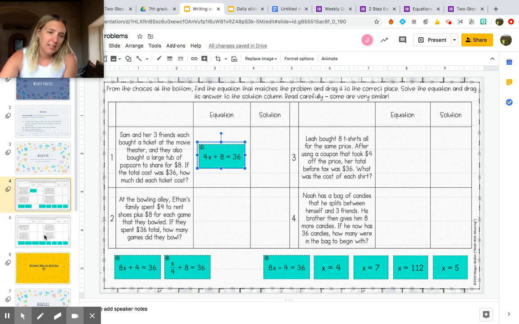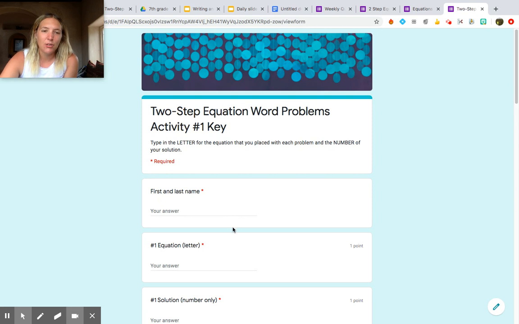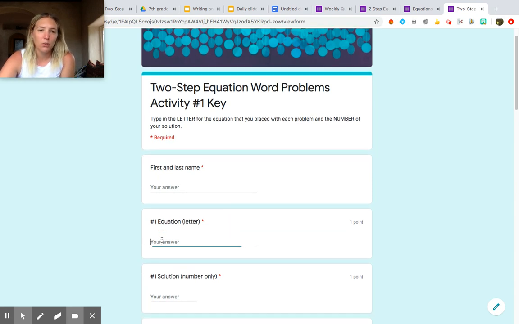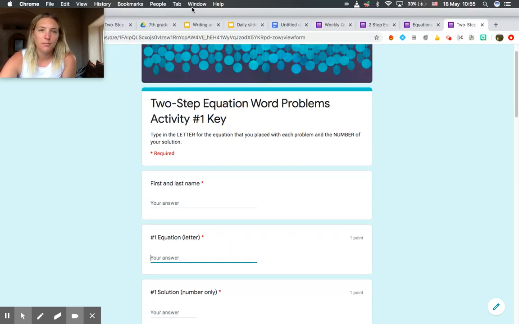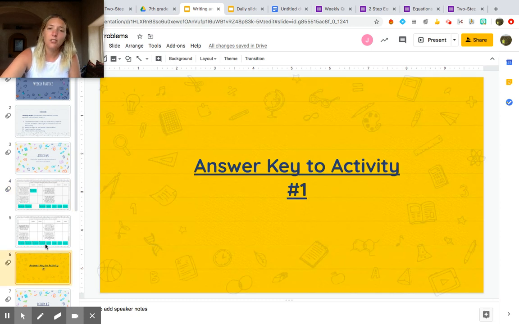When you finish this activity, it will be important that you go to this answer key, which looks like this, and you can actually put in what you got for equation 1. So equation 1, what was the letter on that? The letter was C. Okay, so you type C into that spot, and then you go to the solution and type in the number for the solution. So you'd actually have to solve the equation. There are 8 of these problems for activity 1, and there's an answer key to see if you get it correct.